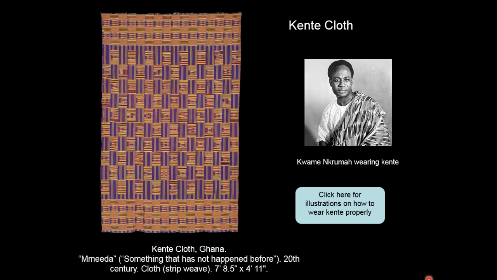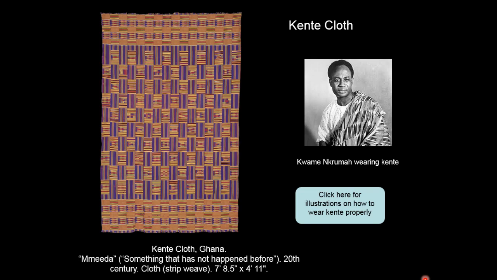The particular meaning of this kente that we're looking at is mida, which means something that has not happened before. So you would wear this cloth to commemorate something rare, a wonderful and rare event. In this case, this particular piece of kente was worn by this man, Kwame Nkrumah. He was the first president, the first elected president of Ghana after it was a British colony. He opposed colonialism and he was jailed for it. Whenever he was released from jail, this is the cloth that he wore, something that has never happened before.